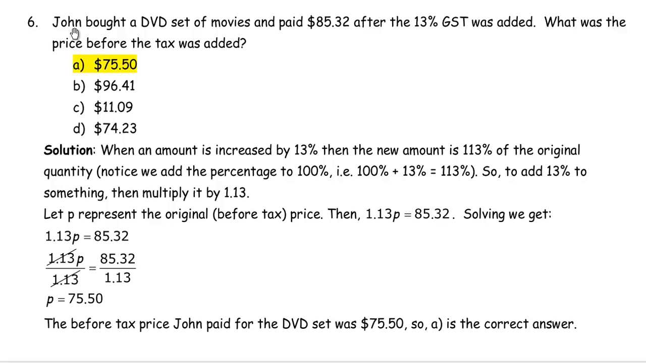Question number 6. John bought a DVD set of movies and paid $85.32 after the 13% GST was added. What was the price before the tax was added?